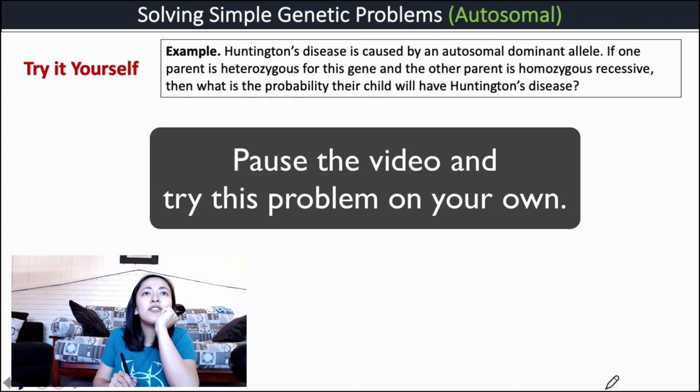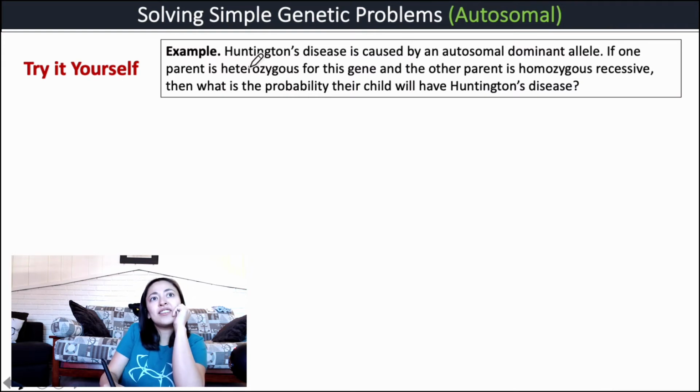All right, here's another example. Try this example yourself as well. All right, let's work on it together. Huntington's disease is caused by an autosomal dominant allele. Right away, I would just stop and I would make my key. So I know it's caused by a dominant allele this time, okay?